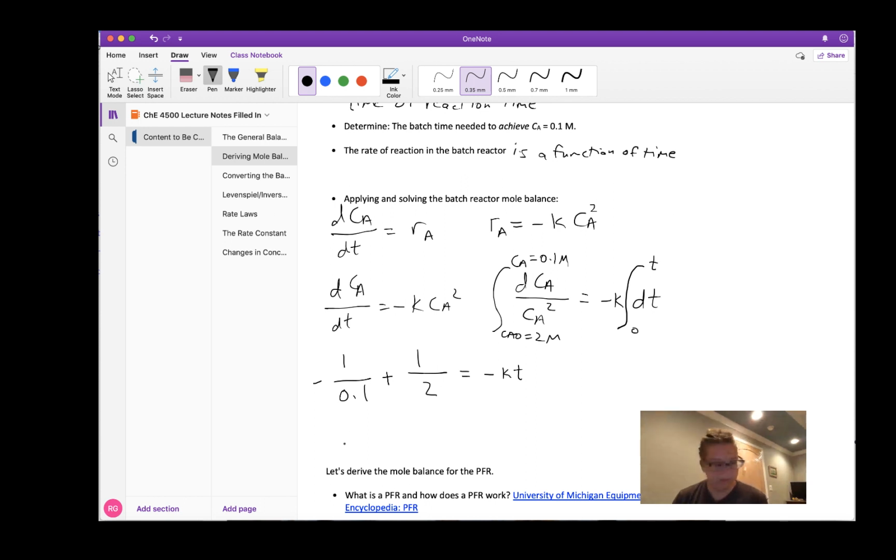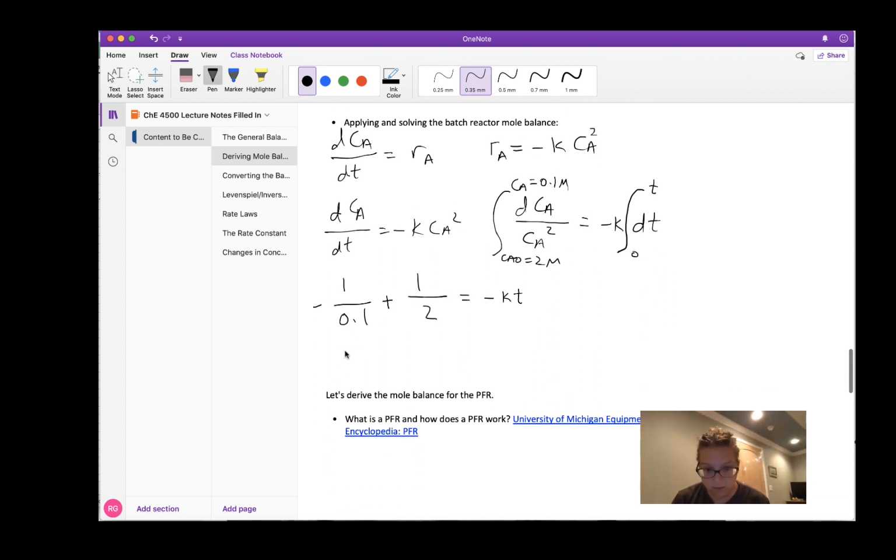And I had an answer for this that I don't remember, so give me a second to look. If I solve for this, I get 317 seconds. So that's how long the batch reaction would have to be carried out in order to reduce the concentration of A from 2 molar to 0.1 molar.